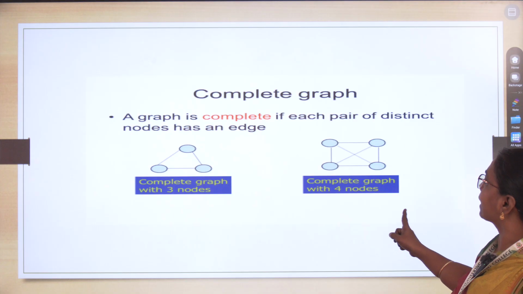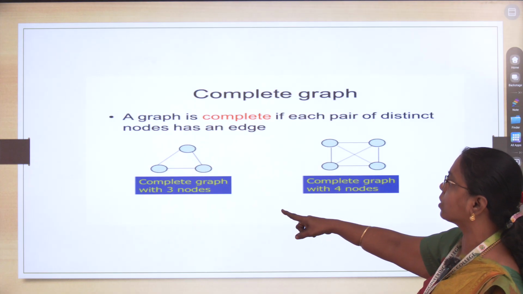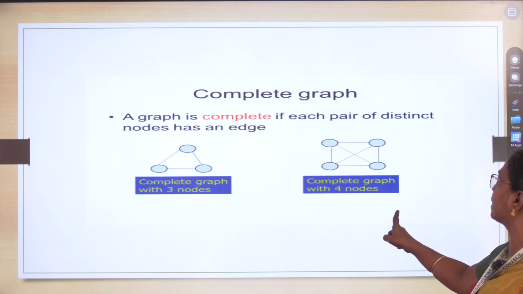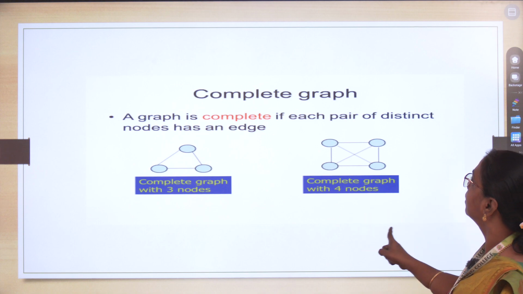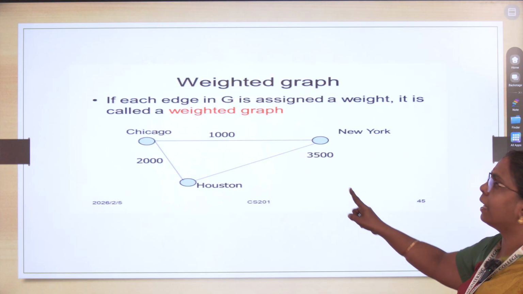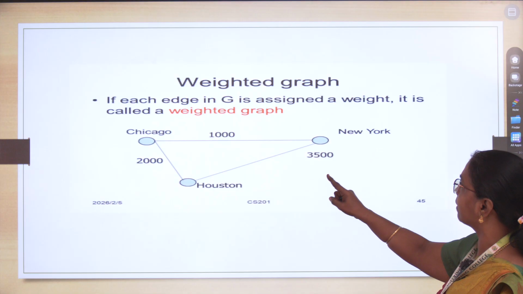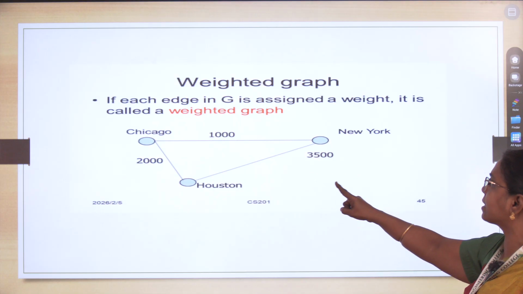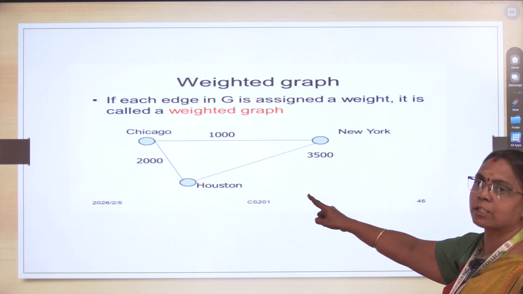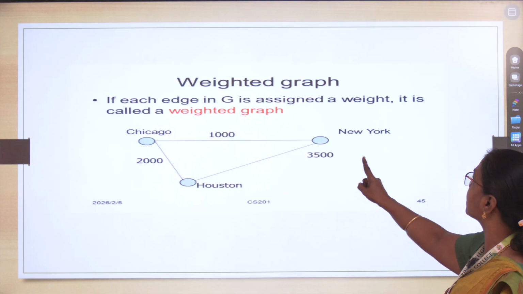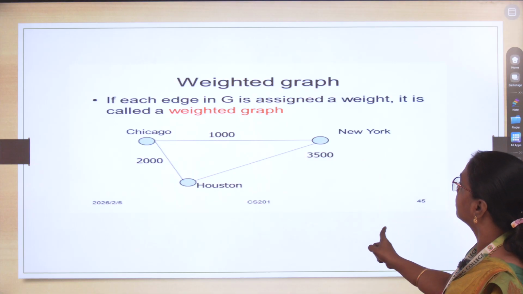Complete graph: here I have shown you 3 nodes which are completely connected, and here another set of 4 nodes being connected. A weighted graph is one where the edges are specified with characters, numbers or letters. Here I have just specified some country names, and weights are also assigned. Some values are assigned on the sides, so it is represented as a weighted graph.